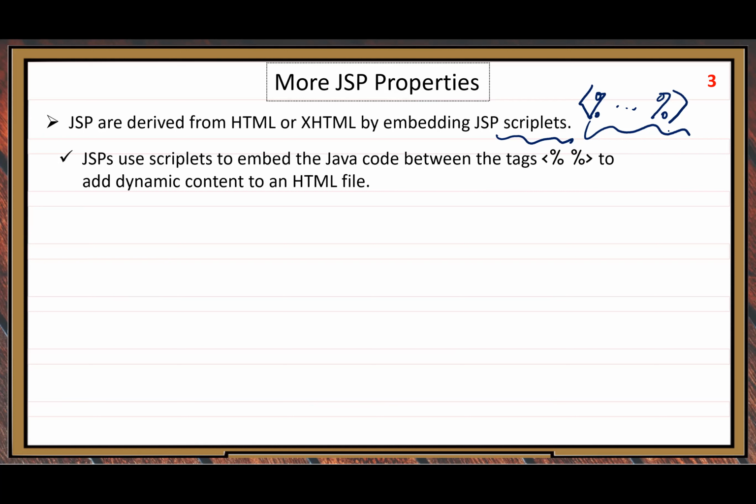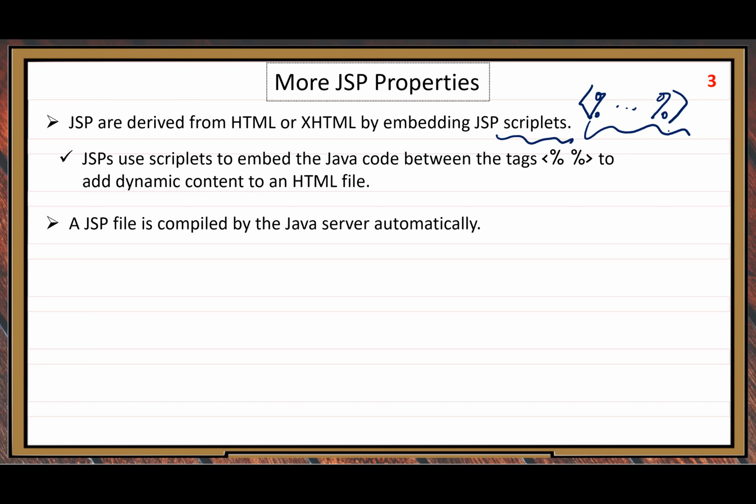A JSP file is compiled by the Java server automatically. You do not need to do anything. As Java programmers, we do not compile JSP files by ourselves. Just leave it to Tomcat, the Java server. Tomcat will do the compilation for you.